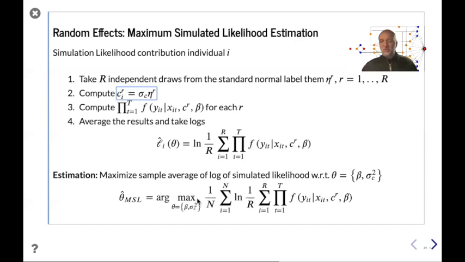So this is the way you do it. Just like you would do before with the quadrature, you would maximize this simulated likelihood with respect to two parameters, beta and sigma_c. Or you could have sigma_c squared, but it's actually easier to work with sigma_c as the parameter, because then you're sure that the variance is always positive. Even if you get a negative sigma_c, this implies a positive variance, because the variance of this random variable is going to be sigma_c squared, and the minus disappears.